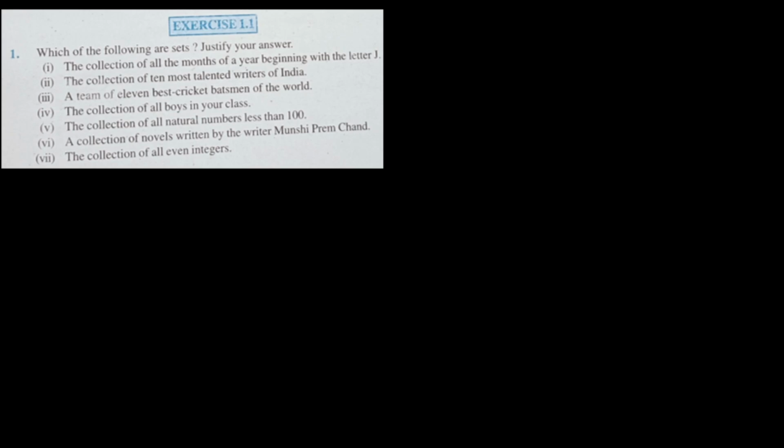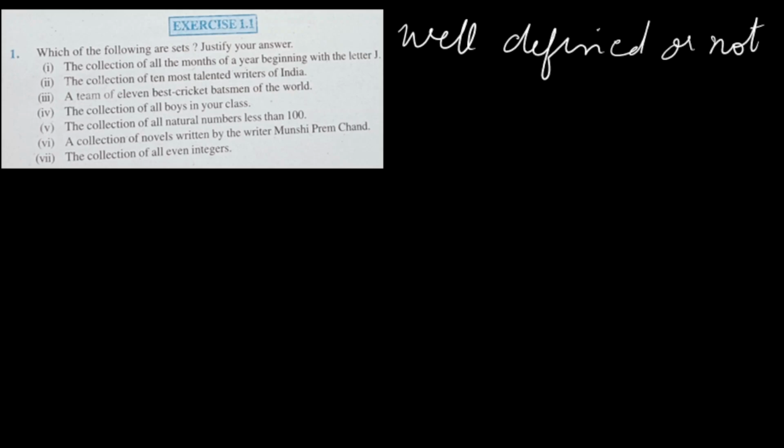You can see the first question: we have to see which of the following collections are sets. Some collections are given to us. We just have to figure out whether the given collection is a set or not. When we are checking, we just have to check whether the given collection is well defined or not. How to check well defined? You just have to see if you ask different persons regarding this set, is everyone giving the same answer? Is everyone's opinion the same? If everyone's answer is the same, that means the given collection is well defined, or else it is not well defined, that means it is not a set.